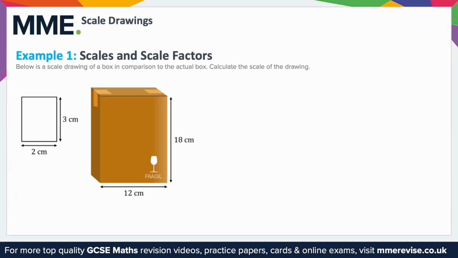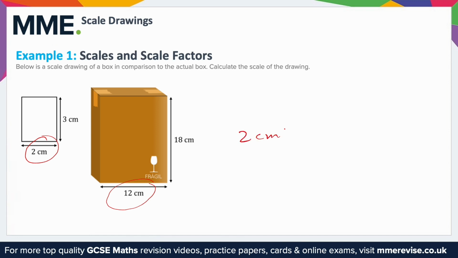Example 1, scale and scale factors. Below is a scale drawing of a box in comparison to the actual box. Calculate the scale of the drawing. The width of the box on our scale is 2 centimeters, whereas the width of the box in real life is 12 centimeters. So to find the scale, all I need to do is set up a ratio.